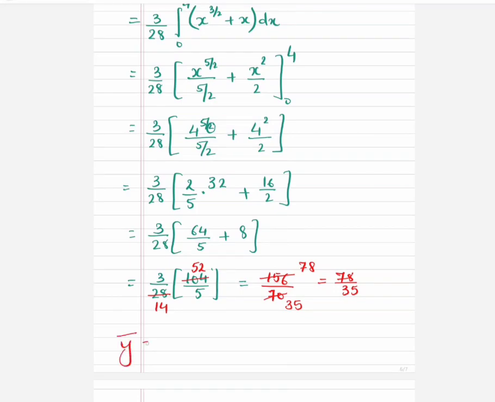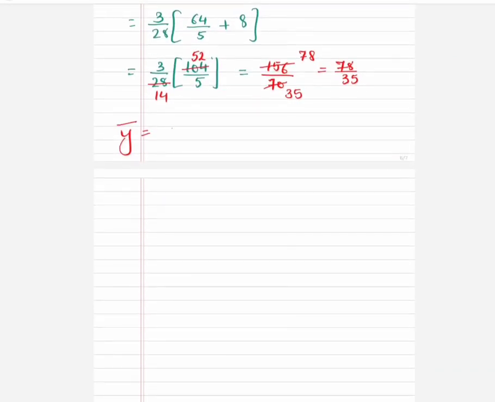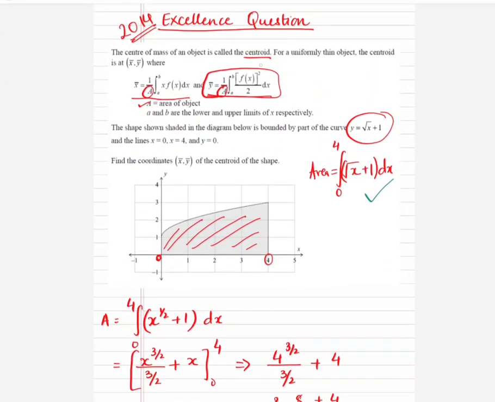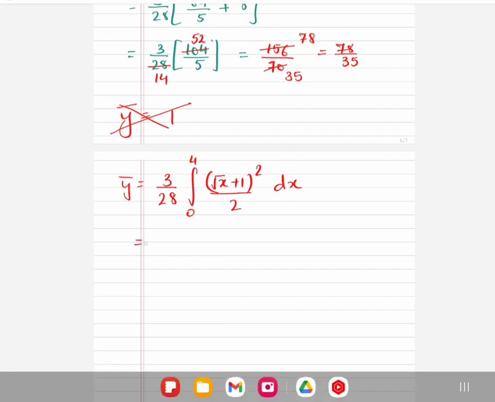All right, now y bar is equal to, again, we have this 1 over b minus a, integral of f x whole square over 2. Let's do it on the next page. 1 over a is 3 over 28 again. Integration, it was f x whole square, so that is root x plus 1 whole square over 2 dx, right? Let's just quickly go back and check if I have done it right. f x square over 2, yep, 0 to 4, yes, 0 to 4. All right, let's integrate that.